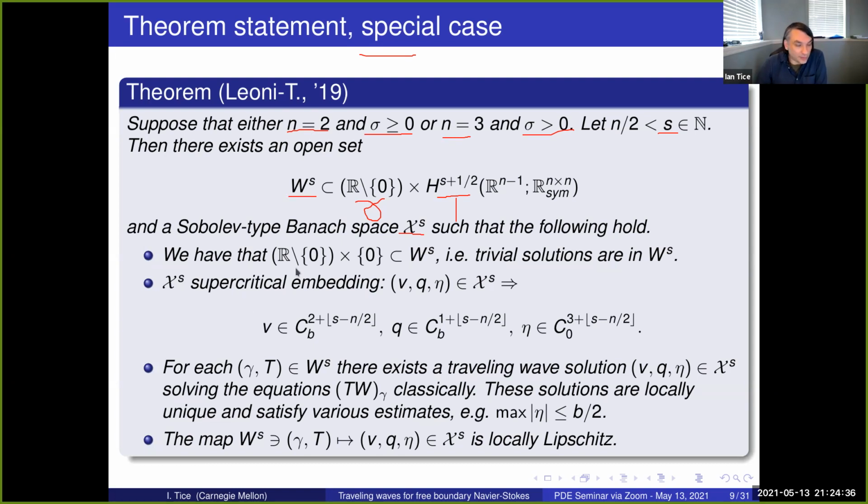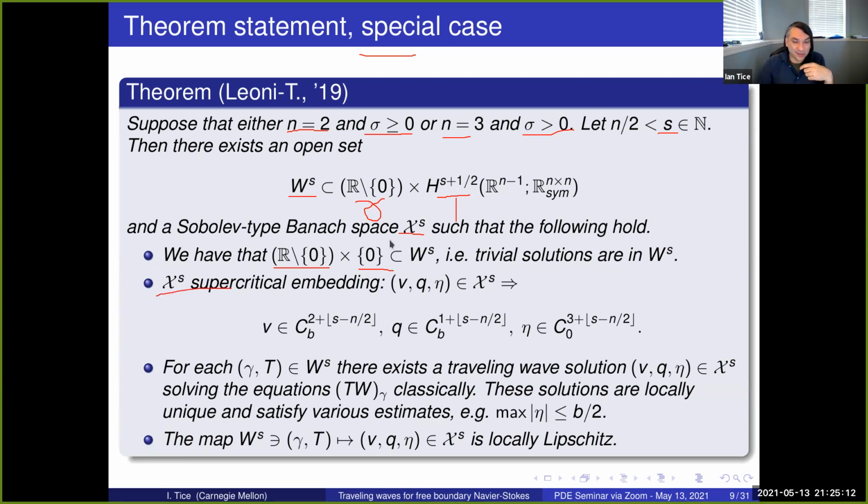So the first point is that our curve of trivial solutions, which correspond to any value of gamma, let's say not equal to 0 in this case, and 0 forcing, will sit inside this open set. So in particular, our open set is quite big and contains all non-zero values of gamma, along with the trivial forcing 0. So in other words, if you fix any value of gamma, you will get an open ball in H^(S+1/2) for which we will be able to produce solutions.